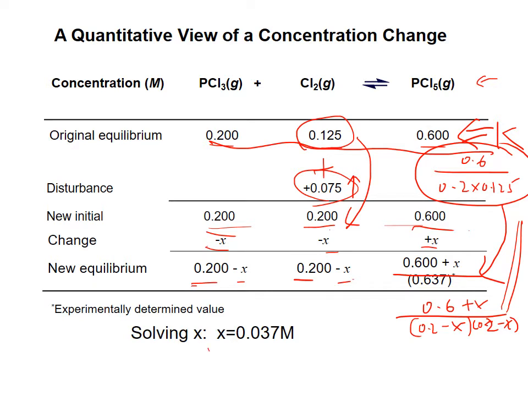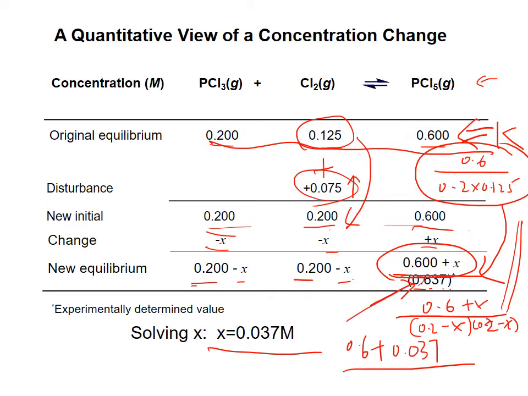X is 0.037. And you can see here this is the experimental data. The experimental data when the reaction reaches the new equilibrium is 0.637. So if we use 0.6 plus the calculated 0.037, you get 0.637, and that matches the experimental data perfectly. So our calculation is right, very consistent with the experiments.